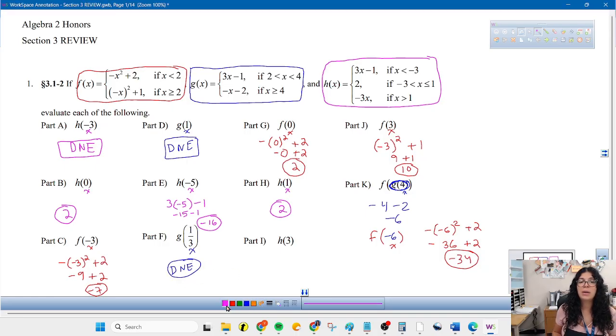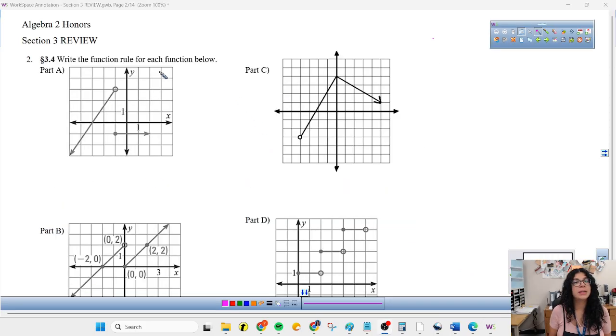Alright, and then the last one, part I, h of 3. So I'm plugging in an x value of 3. Is 3 less than negative 3? No. Is 3 in between negative 3 and 1? No. Is 3 greater than 1? Yes. So I'm going to plug into the third equation. Negative 3, and then plugging in our x value, which happens to be 3, will give us a negative 9 answer on part A. Alright, next up we have number 2.